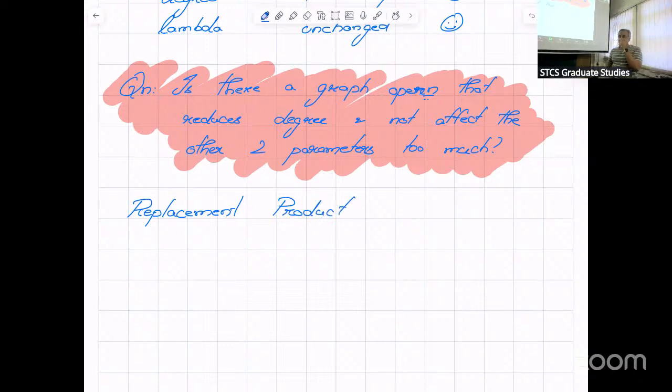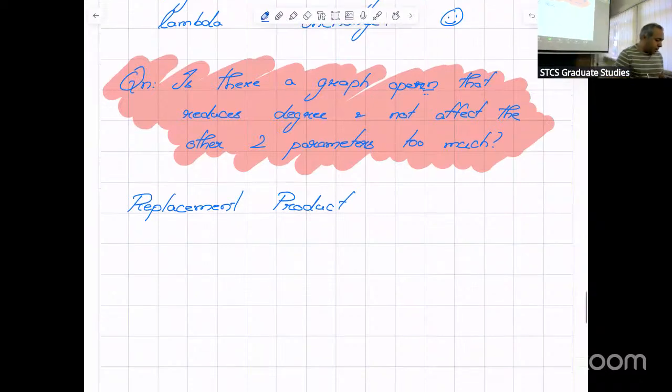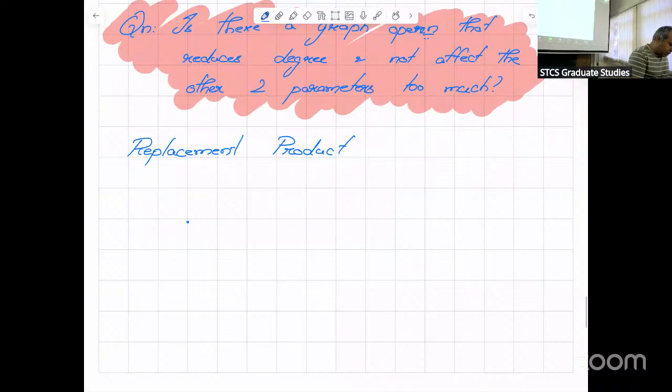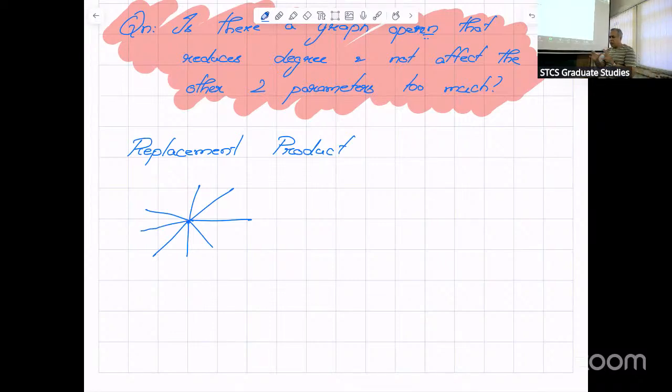What is the replacement product? The replacement, so we want a process which will decrease the degree. So suppose you had a graph in which there was a high degree vertex. Rather, we are always talking about regular graphs. Therefore, this is a vertex U with degree D, and D is large. And we somehow want to reduce the degree.